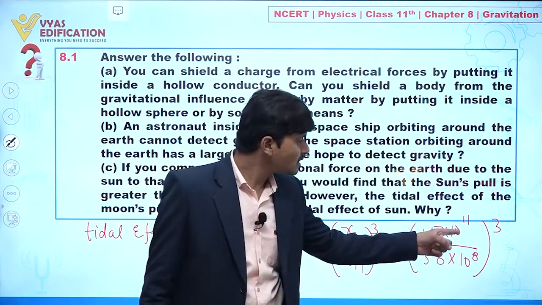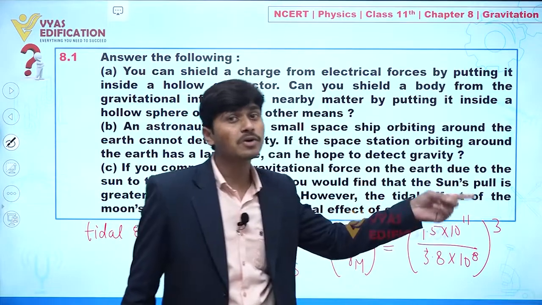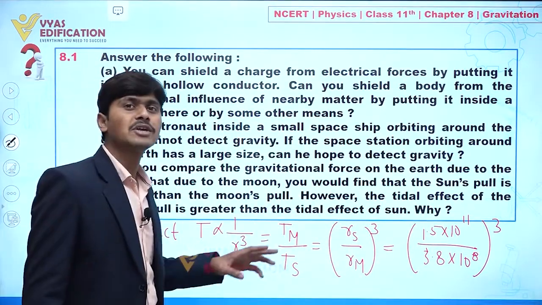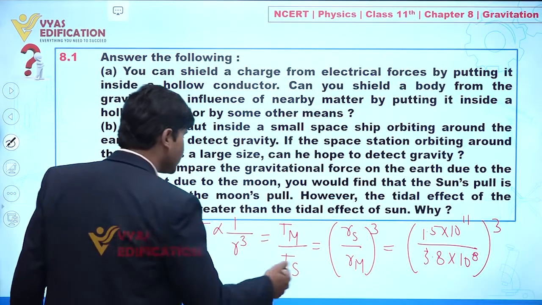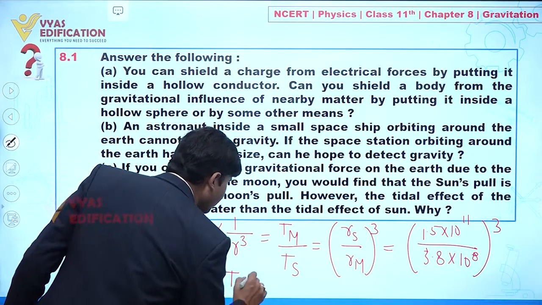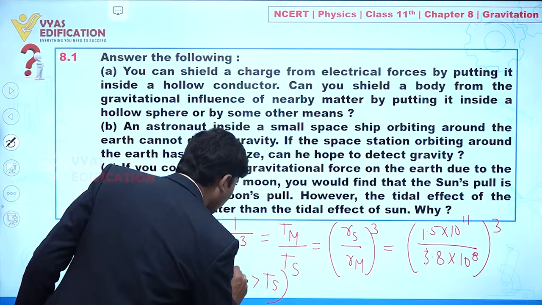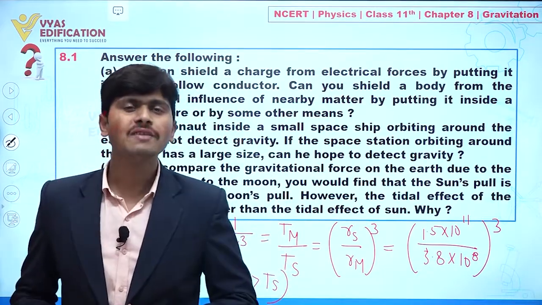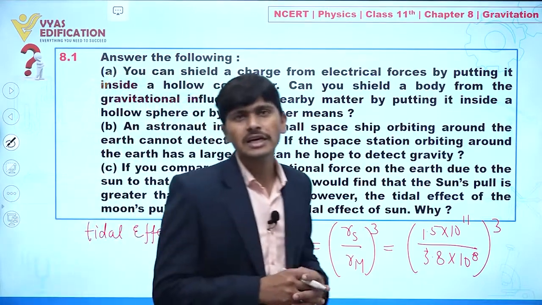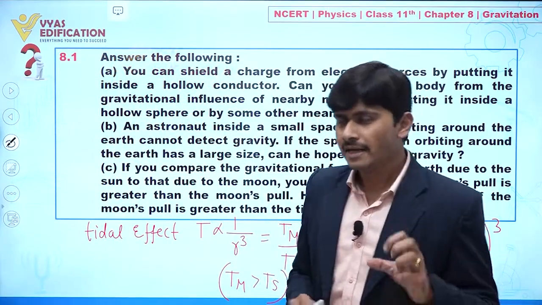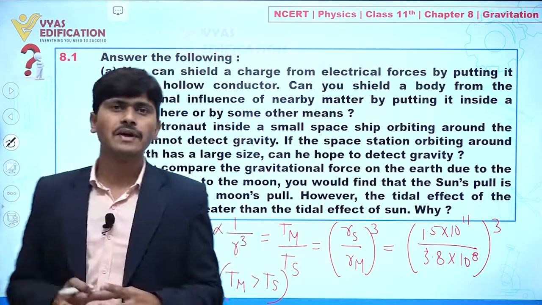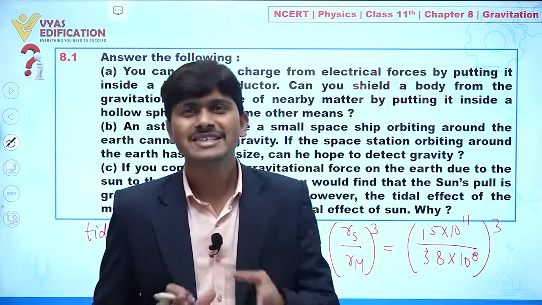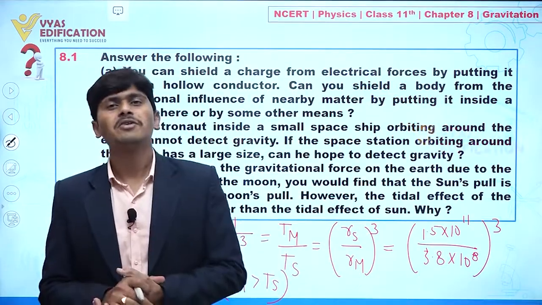Clear? Or you can say this is 10 to the power 3, and 10 to the power 3 multiplied by power 3 means this will become 10 to the power 27. Clear? It means we can directly say the tidal effect of the Moon will be more compared to the tidal effect of the Sun. Clear? So definitely the gravitational pull due to the Sun is more compared to the Moon, but if we are talking about the tidal effect, then definitely the tidal effect is more due to the Moon compared to the Sun. Clear? So this is all about this question.